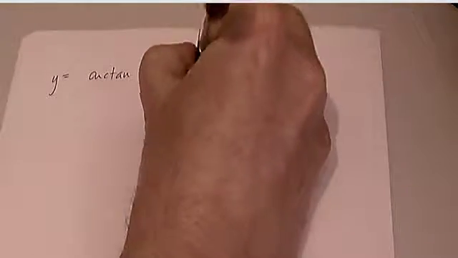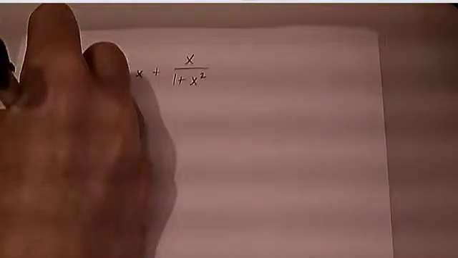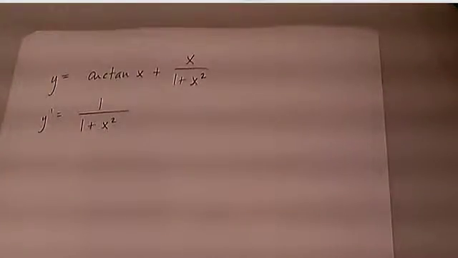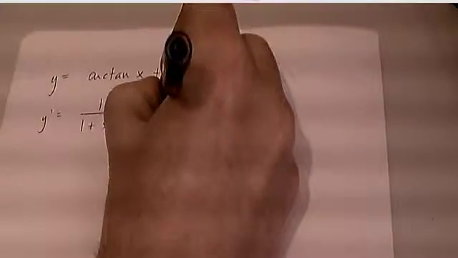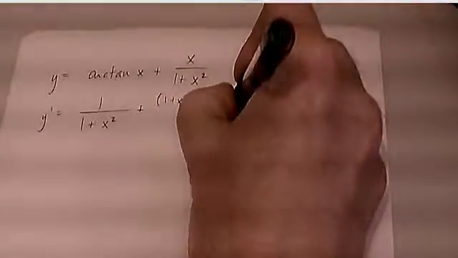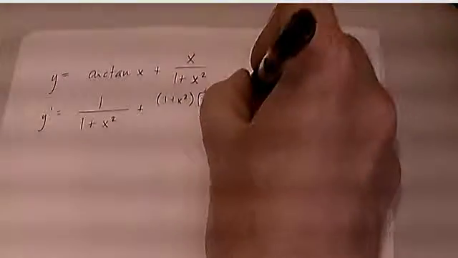Winds up being a little bit of the same sort of tune. And so let's say I have that. Well, I know that y prime is going to be 1 over 1 plus x squared. This, however, is going to require the quotient rule. So I have the bottom times the derivative of the top minus the top times the derivative of the bottom.